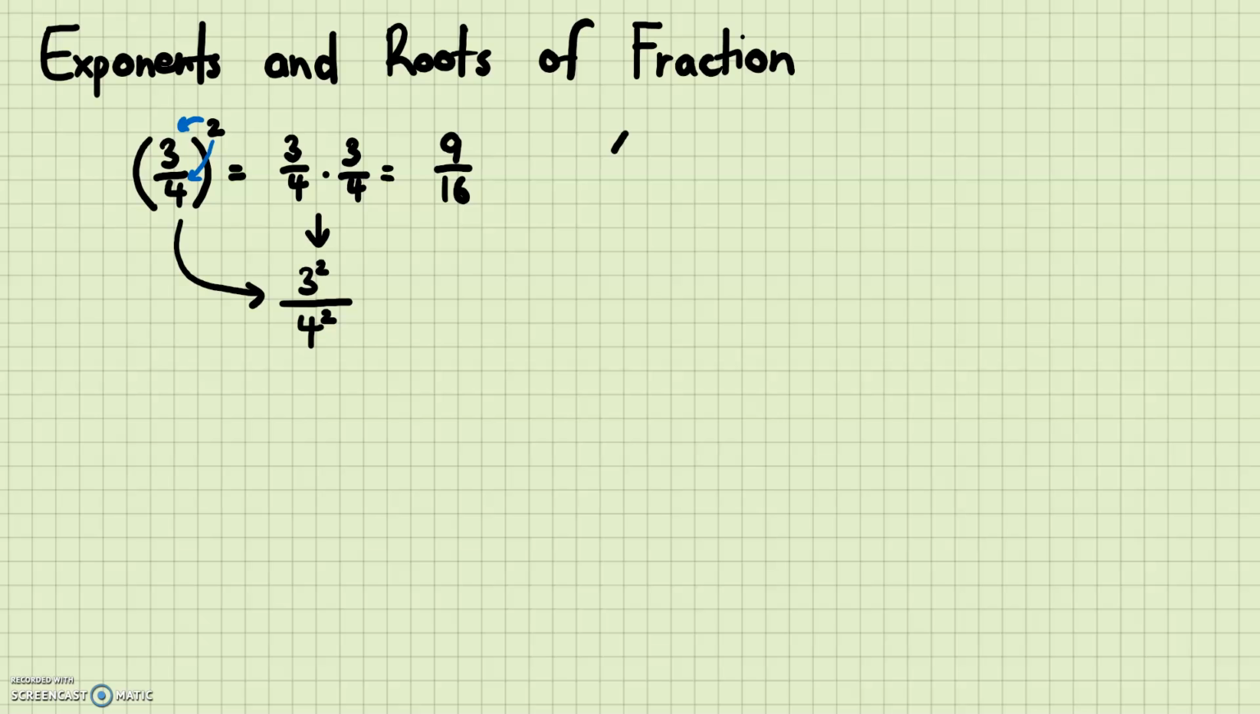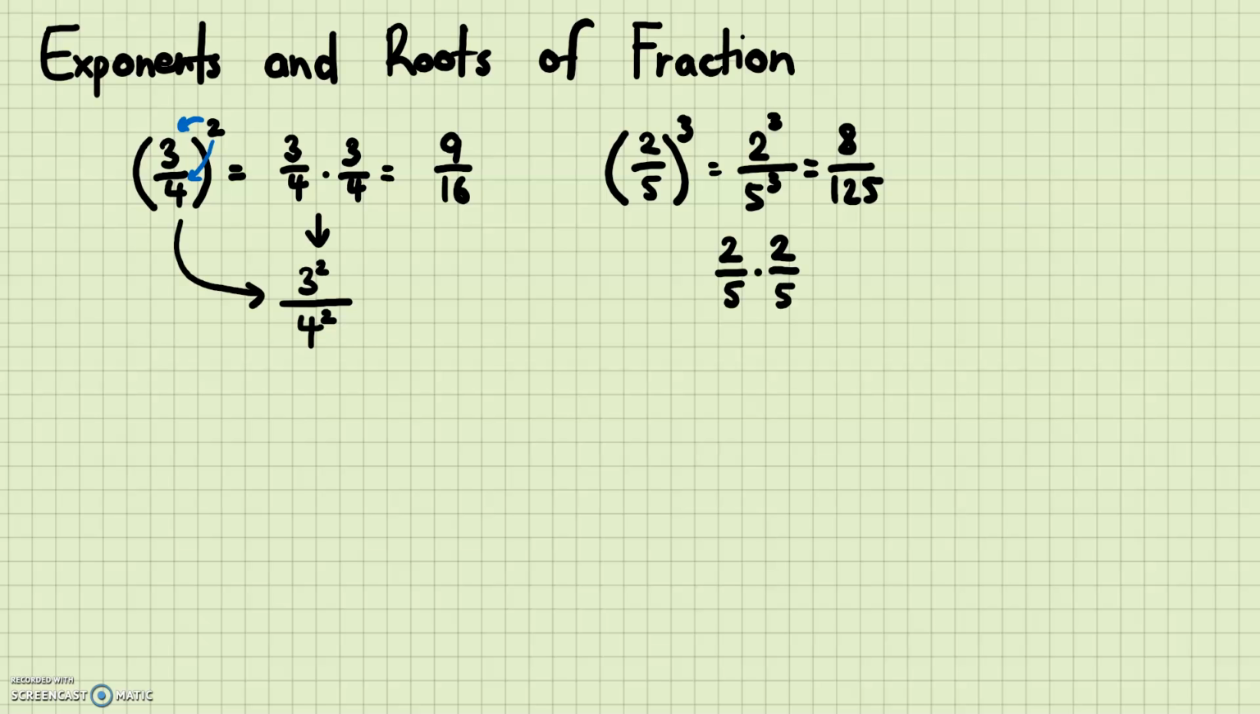So for example, if I have 2/5 to the power of 3, that is going to equal 2 to the power of 3 over 5 to the power of 3. So you can calculate those separately. Or if doing this way is easier, just multiplying 2/5 3 times, you'll get the same answer.